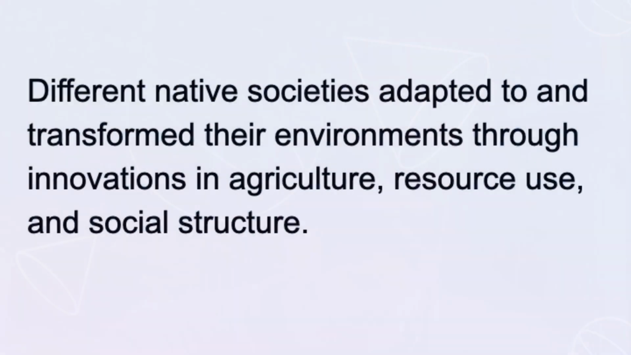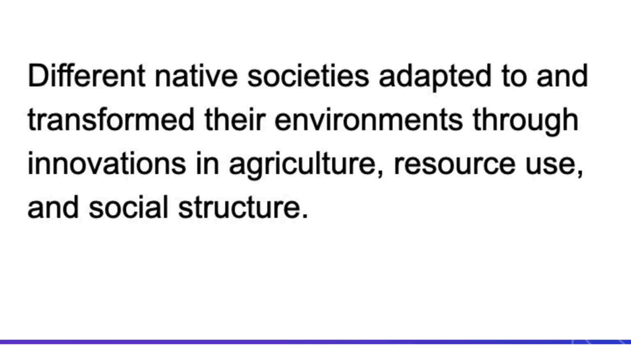Moving on from there, we're going to look at different native societies, how they adapted, transformed their environments through innovations in agriculture, resource use, and social structure. So, very quickly, social structure and resource use is going to be a heavy component in looking at the themes and that flow of history that we talked about, and how those social structures change and how that affects other things and other decisions that people make, and putting their decisions in context.